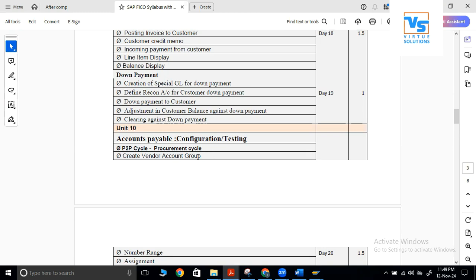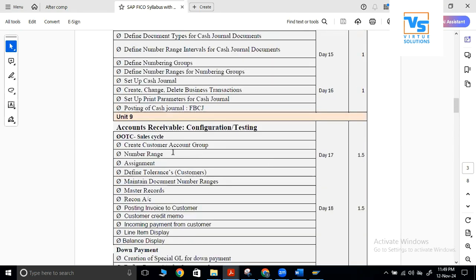Like in SD, I mean in account receivable, it is OTC, or sell cycle, we can say. OTC means order to cash. When we talk about the sales order, then after the sales order, delivery would be there. This is called PGI, Post Goods Issue. Then after delivery, billing would be there. After billing, payment is there. I mean, this is the business flow.